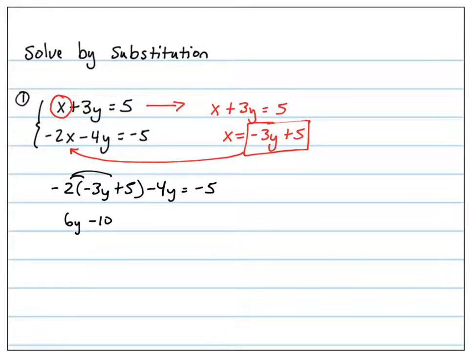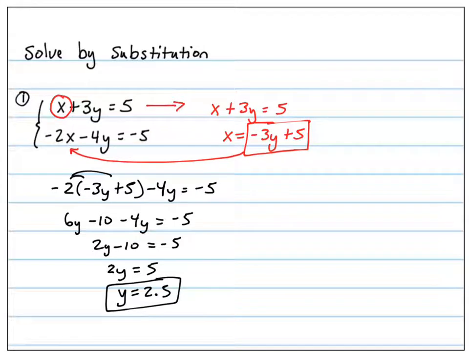6y minus 10 minus 4y equals negative 5. Combine like terms, 2y minus 10 equals negative 5. Add 10 over, you've got 2y equals 5. Divide by 2, y equals 2.5.